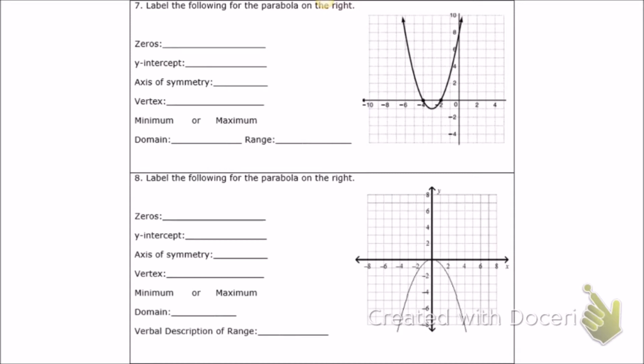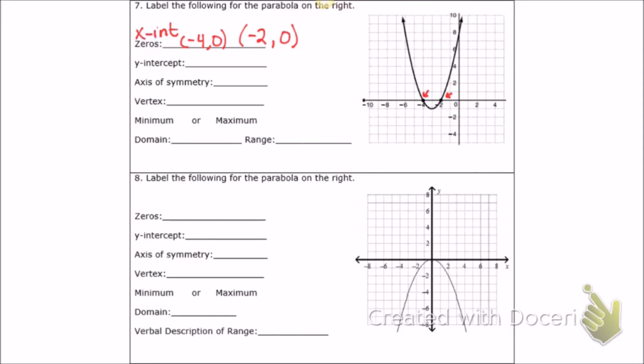Okay, so we're going to begin with the zeros. Zeros are x-intercepts. So we need to find where the graph crosses the x-axis. In this case, we're going to have this point right here and this one, okay? It crosses the x-axis twice, so we're going to have two zeros. The first one is the point -4, 0. And then the second one is the point -2, 0, okay? I'm writing the coordinate points.